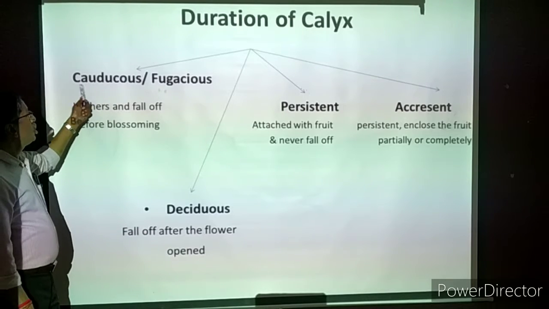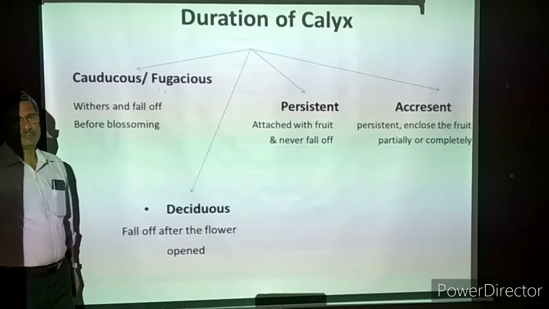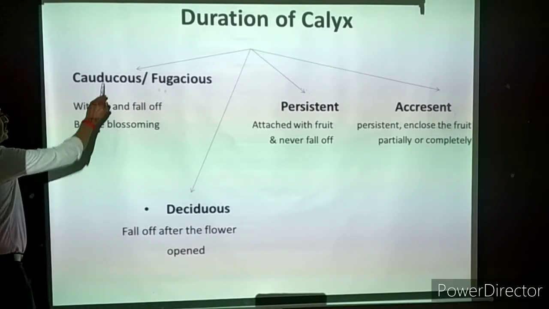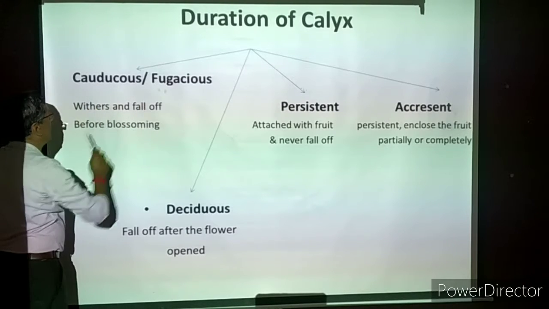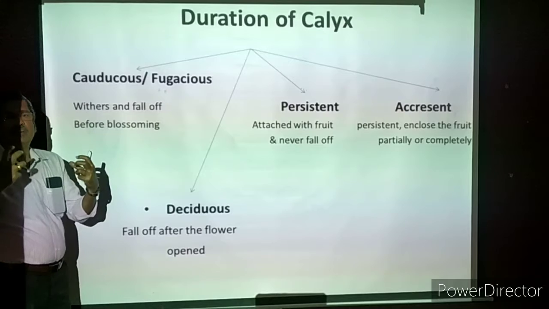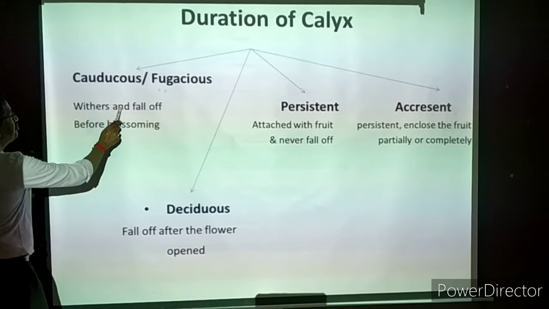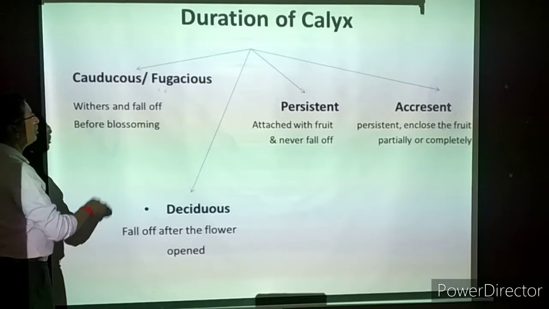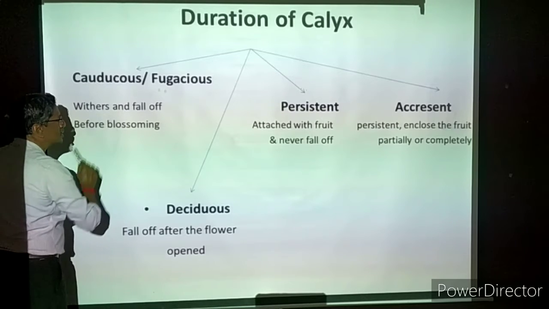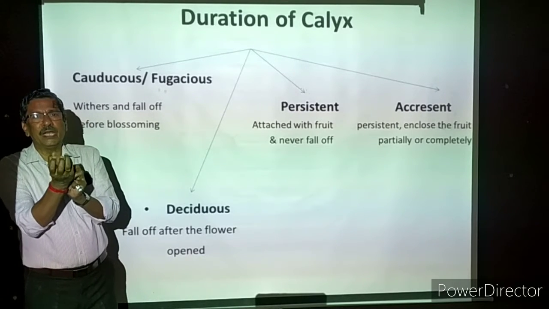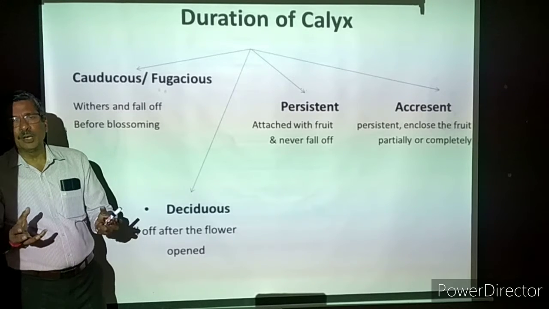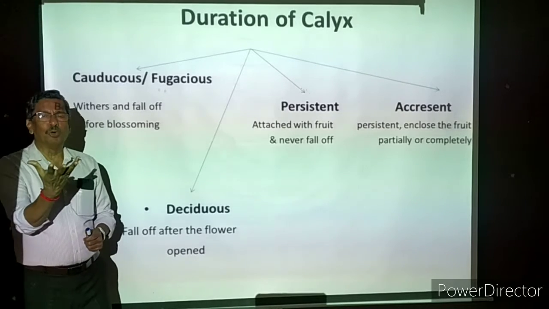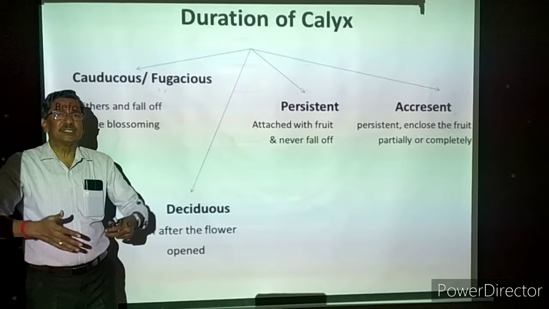Now we will take caducous or fugaceous. What is the meaning of this caducous? Now I will tell you. In this caducous calyx, the calyx withers, that means it will shrink, and falls off quickly. All the sepals are falling. Before blossoming, before the flower is opening into a complete flower, the calyx alone withers, shrinks and then falls off immediately. So when the flower is completely opened, you can't find the calyx at all because it has already fallen down.